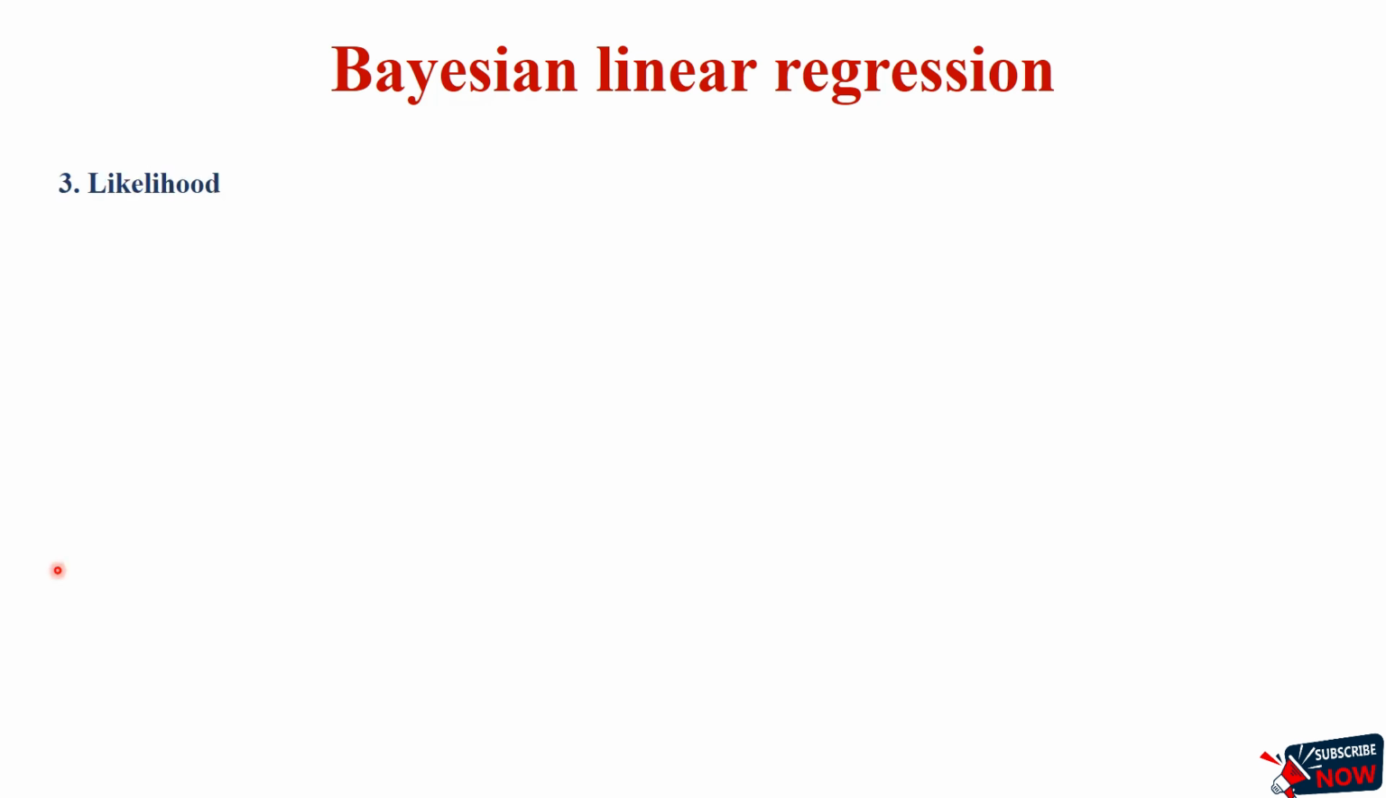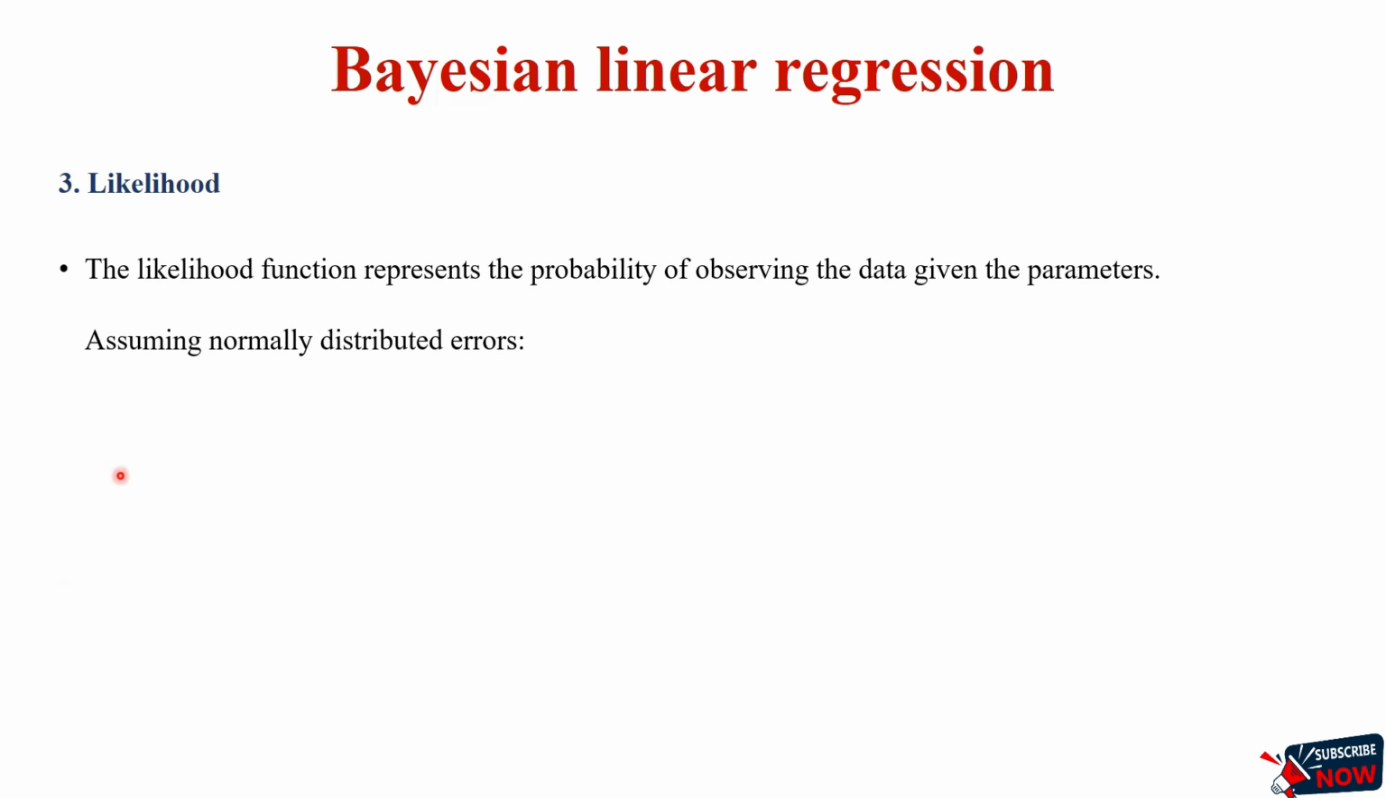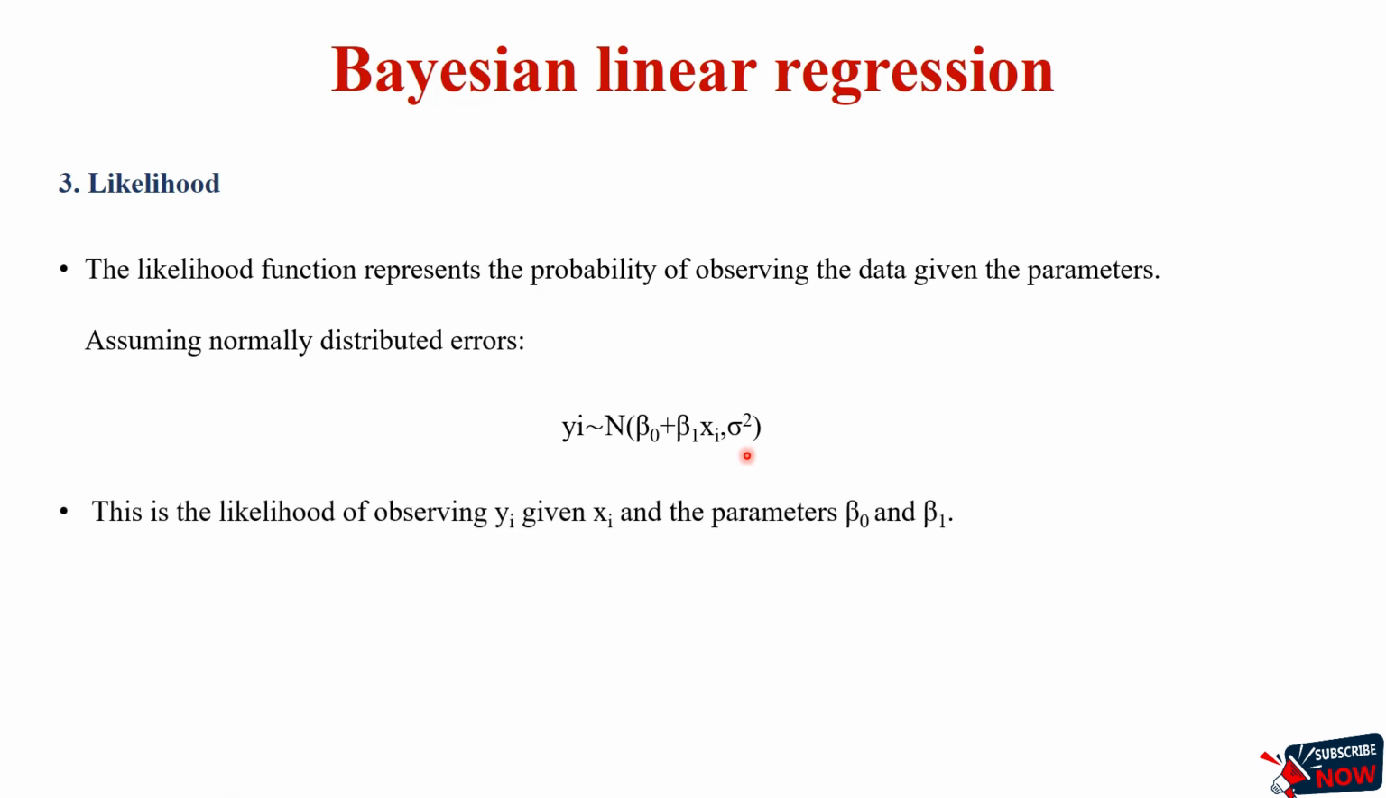Likelihood. The likelihood function represents the probability of observing the data given the parameters. Now, assuming normally distributed errors, yi is represented like this: normal of beta naught plus beta 1 xi, comma sigma squared. And this is the likelihood of observing yi given xi and the parameters beta naught and beta 1.